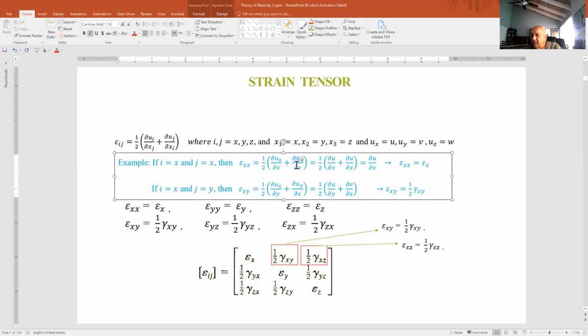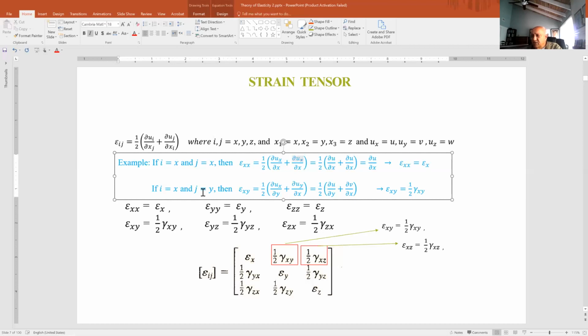So again, derivative j is equal to x as well, so it would be the derivative of u_x with respect to x. These two would be equal, so they are added together. 1/2 of this plus that would be just the derivative of u with respect to x. So when i and j are equal, for example, equal to x, it would give me the same solution that we have introduced before. So epsilon xx would be equal to epsilon x.